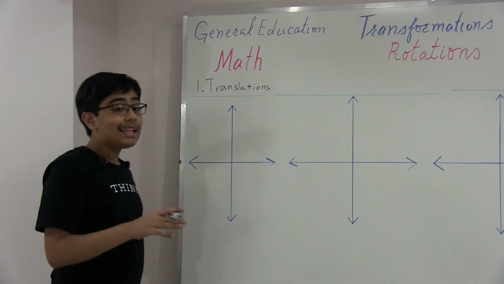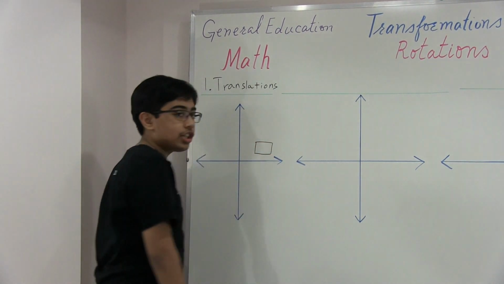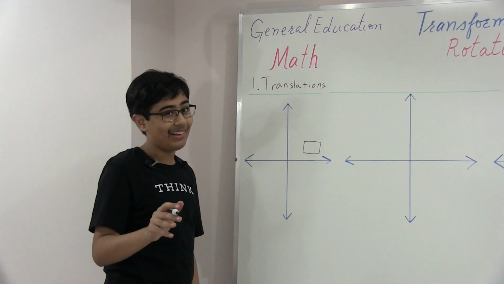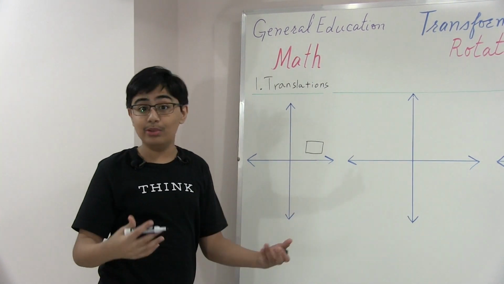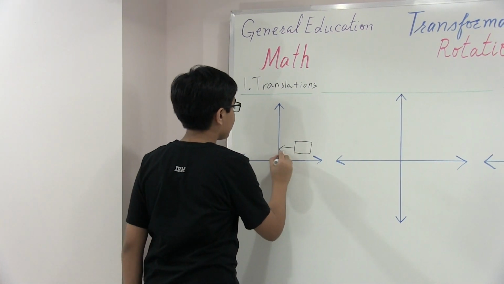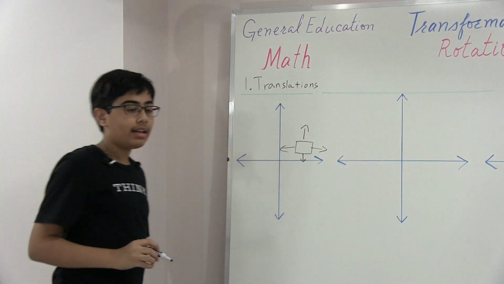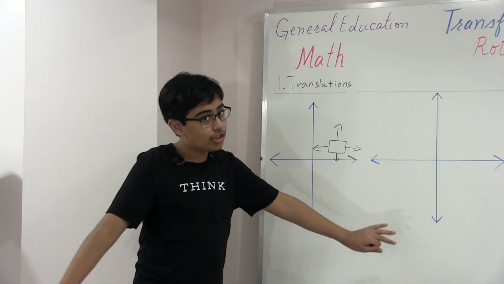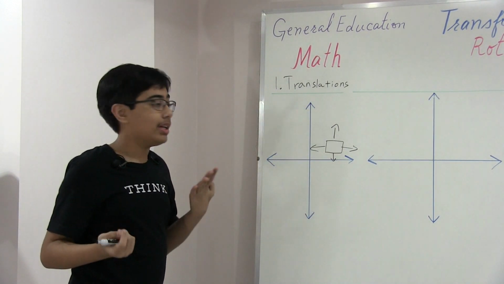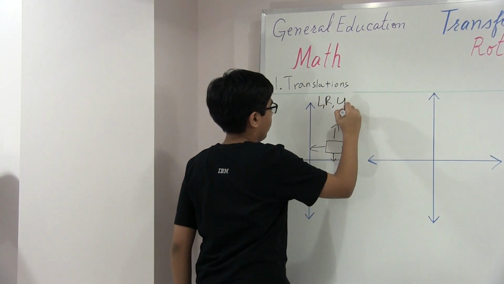Now, quite simply, let's say we have a shape. We've got a shape over here on our coordinate space. And let's just say we wanted to translate it. Well, quite simply, all we do is move the shape. We're not going to manipulate the shape whatsoever, but we can move it left, we can move it right, we can move it up, and we can also move it down. Again, we're not manipulating the shape or anything, we are just moving it around this coordinate space, and that would be a translation. And this can go left, right, up, or down.